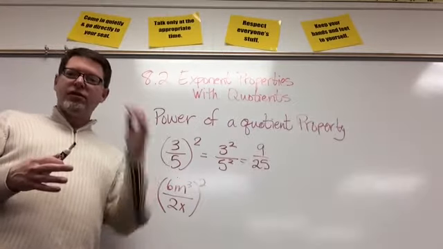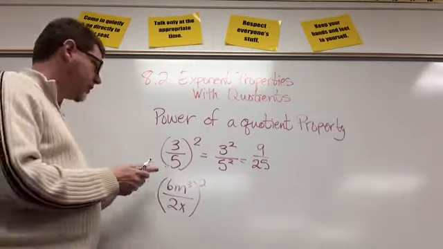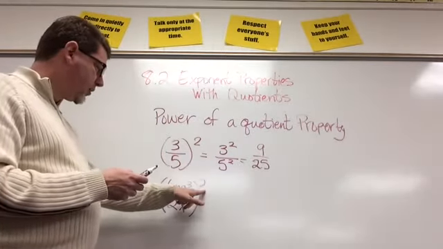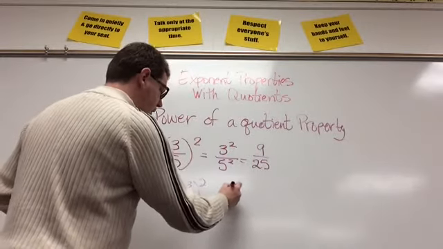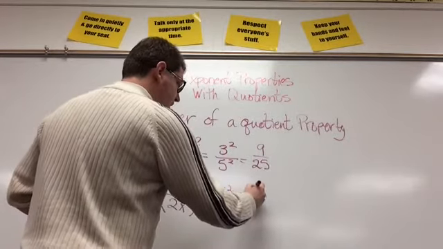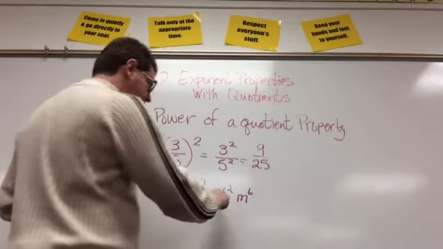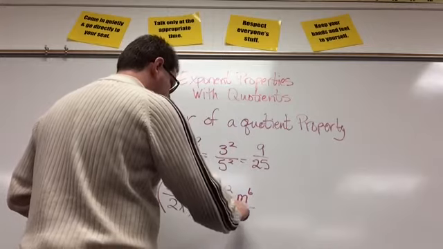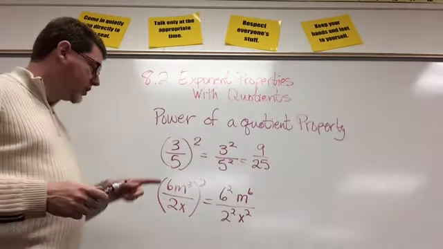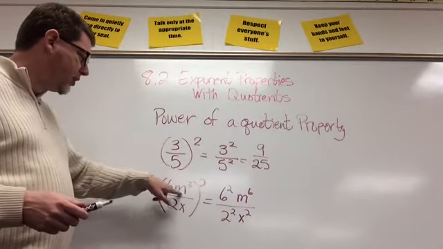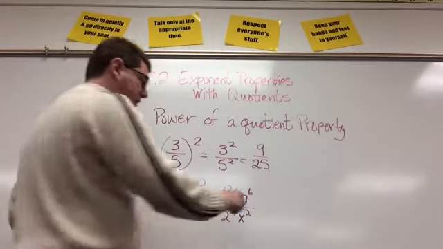So the first thing I have to do is use the power of a power property from yesterday and apply the exponent squared to everything inside the parentheses. So that means 6 squared m to the 6th, because remember, power of a power, I multiply those two exponents, over 2 squared x squared. It is very, very important that you remember to apply the exponent to everything, even the constants that are inside the parentheses. And then I can keep going.